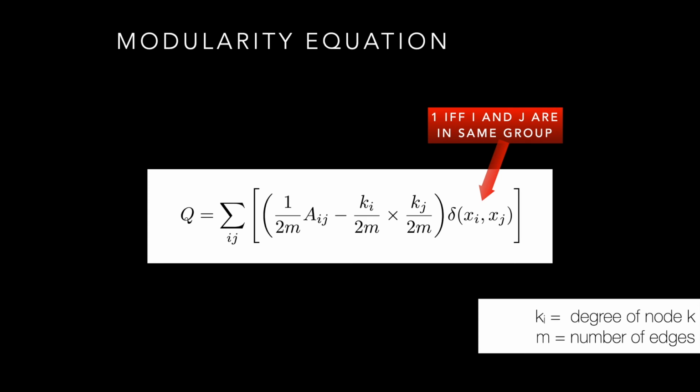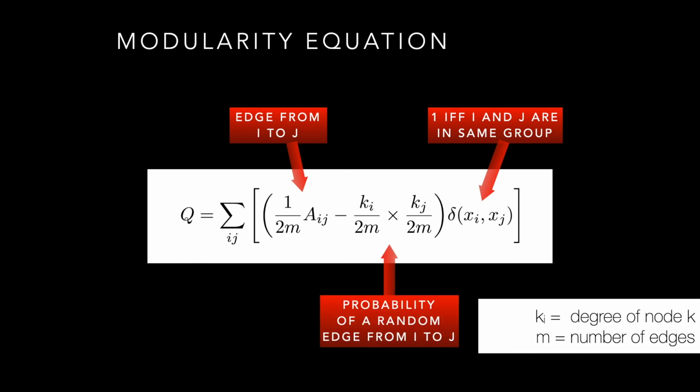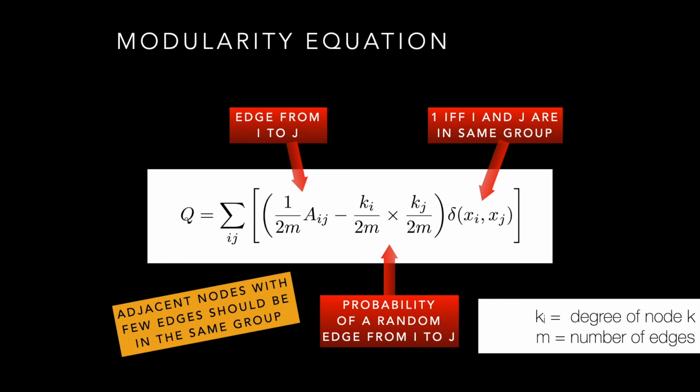As I mentioned, let's break this down a little bit. The delta function is this indicator function that gets the value of 1 if and only if x sub i and x sub j, these two nodes, are in the same cluster or the same group. This A sub ij is from our adjacency matrix. It gets a 1 if there is an edge between these two nodes. And then k sub i over 2m times k sub j over 2m is the probability of having some random edge between these two nodes. So the whole idea here is that adjacent nodes that have few edges ought to be in the same group.